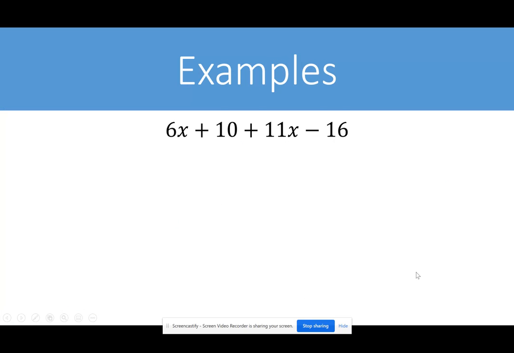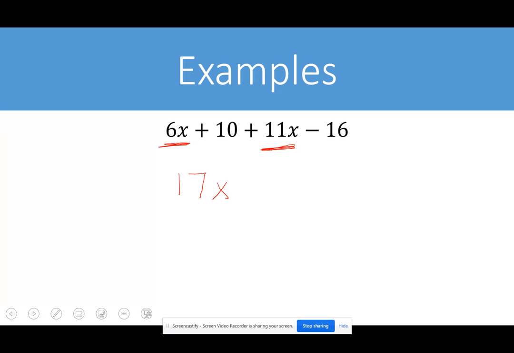They would all be like terms because they don't have an exponent at all. So let's look at some examples. In this first one, we have 6x plus 10 plus 11x minus 16. If we look at our first one, we have 6x. So we're going to look for any other terms that have just x to the first power. This would be plus 11x. So 6x plus 11x gives us 17x, because you're just combining them.